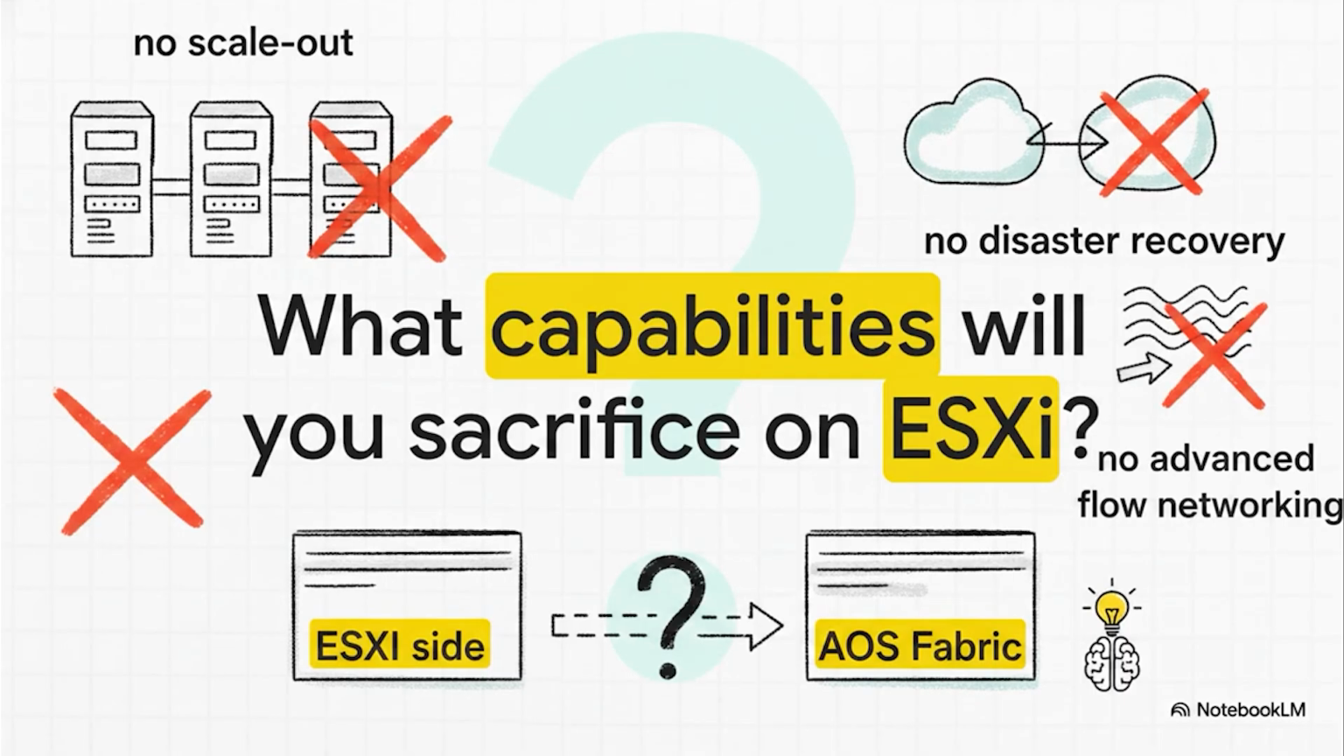So to wrap up this explainer, I want to leave you with a question to really chew on as you study. When you look at these severe limitations on that ESXi side, no scale-out, no disaster recovery, no advanced Flow networking, does it ever truly make sense to separate your management plane from the native AOS fabric? Understanding the why behind these limitations isn't just about memorizing facts. It's exactly what will get you a passing score on the exam.